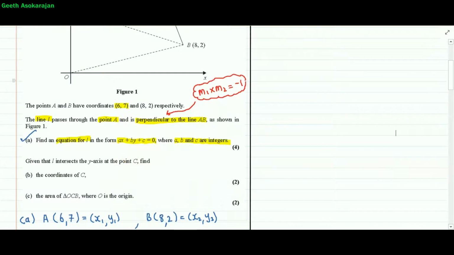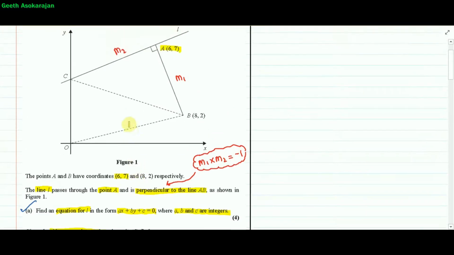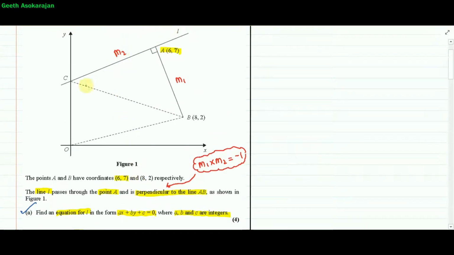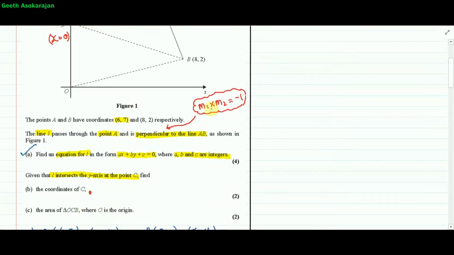Right, next part. Given that L intersects the y-axis at the point C, find the coordinates of C. If we refer to the diagram, remember, when the line crosses or intersects the y-axis, the x coordinate is 0. So x is 0 at this point C. Let's use this in order to work out the coordinates of C.